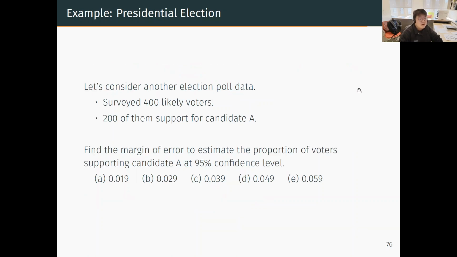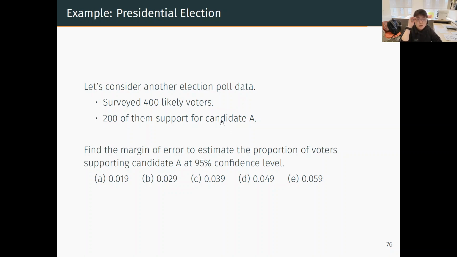Now it's your turn. You need to do it by yourself. So I changed the number. I surveyed 400 likely voters, and I find 200 of them are supporting a certain candidate, right? So in this case, what is the margin of error for this prediction at 95% confidence level? You have to do it by yourself. Again, remember, be careful about calculating the standard deviation. Otherwise, pretty much the same as before.